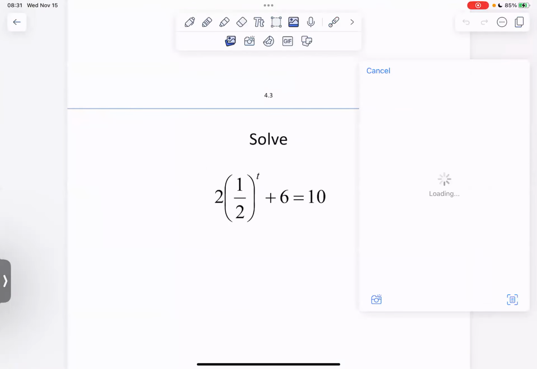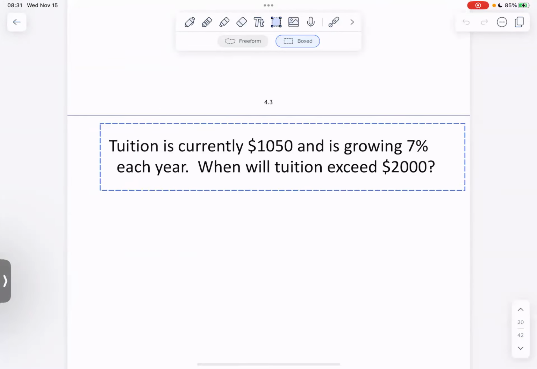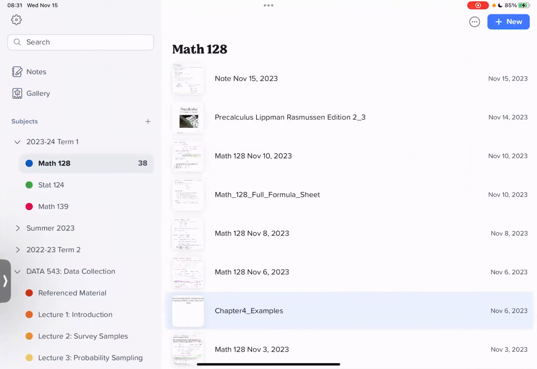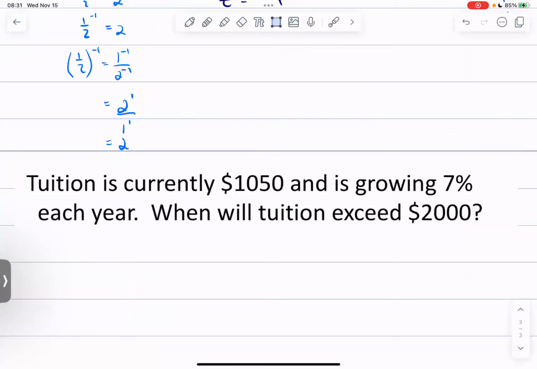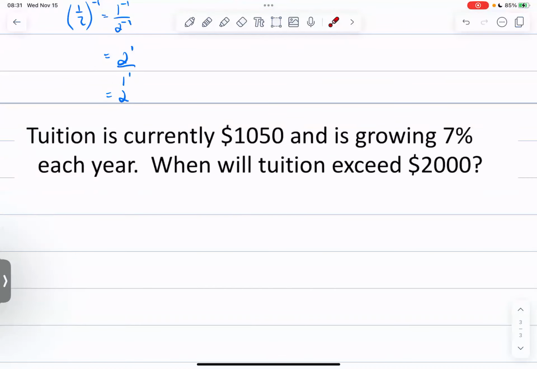How about another example? Word problems. Everyone's favorite. Not mine. Tuition's currently $1,050. That's cute. And is growing 7% each year. When will tuition exceed $2,000? So what are some things that we're drawing on?